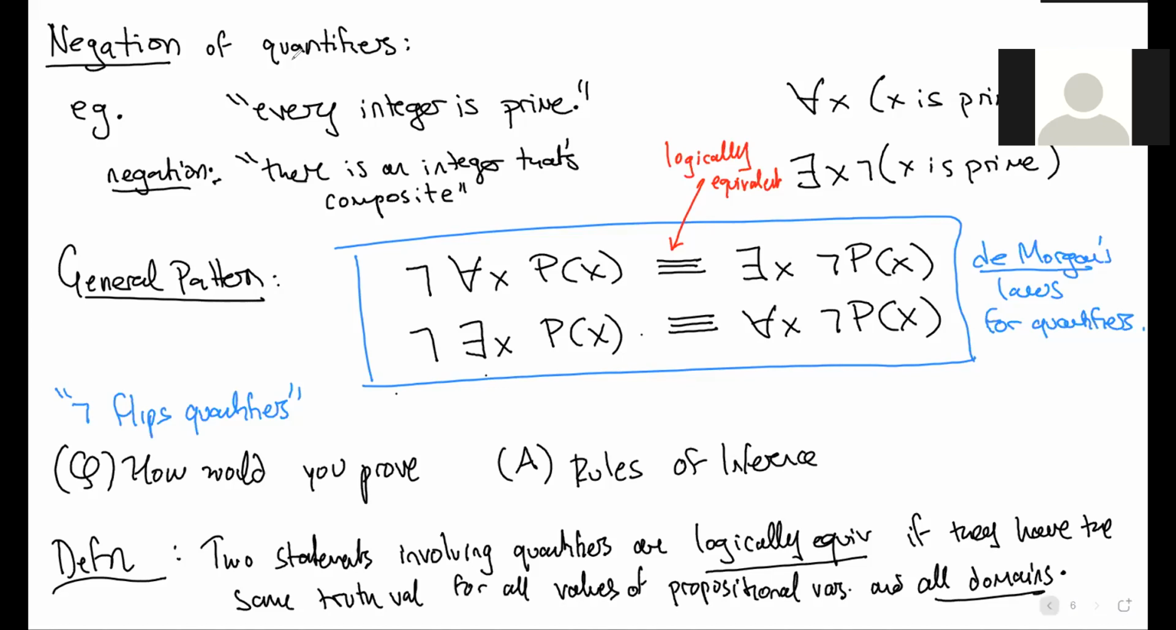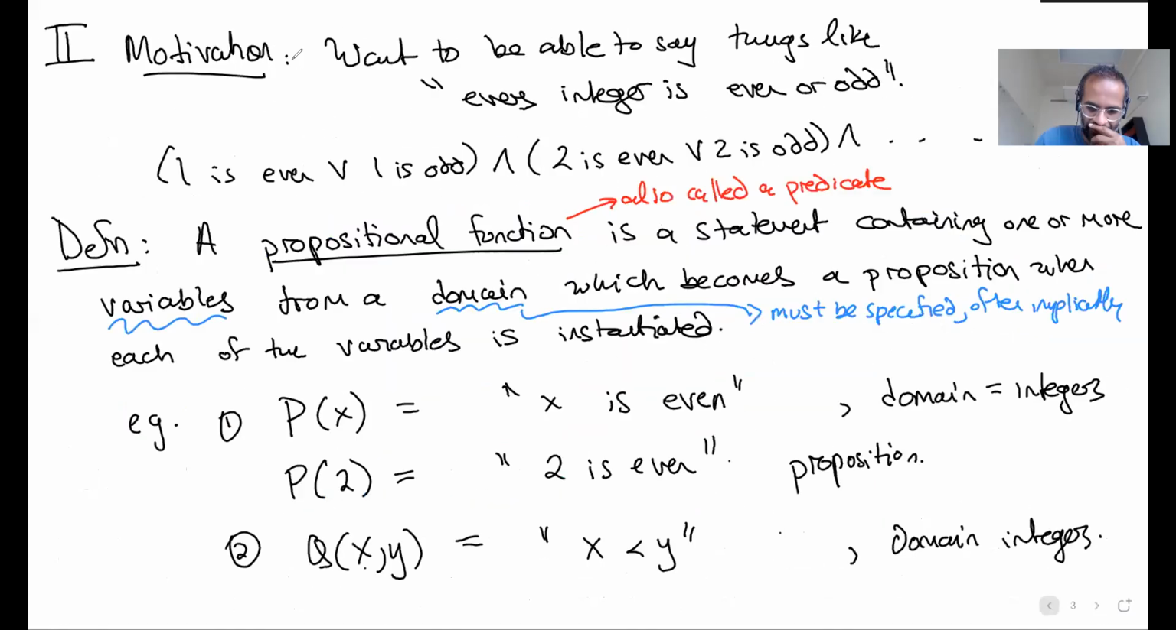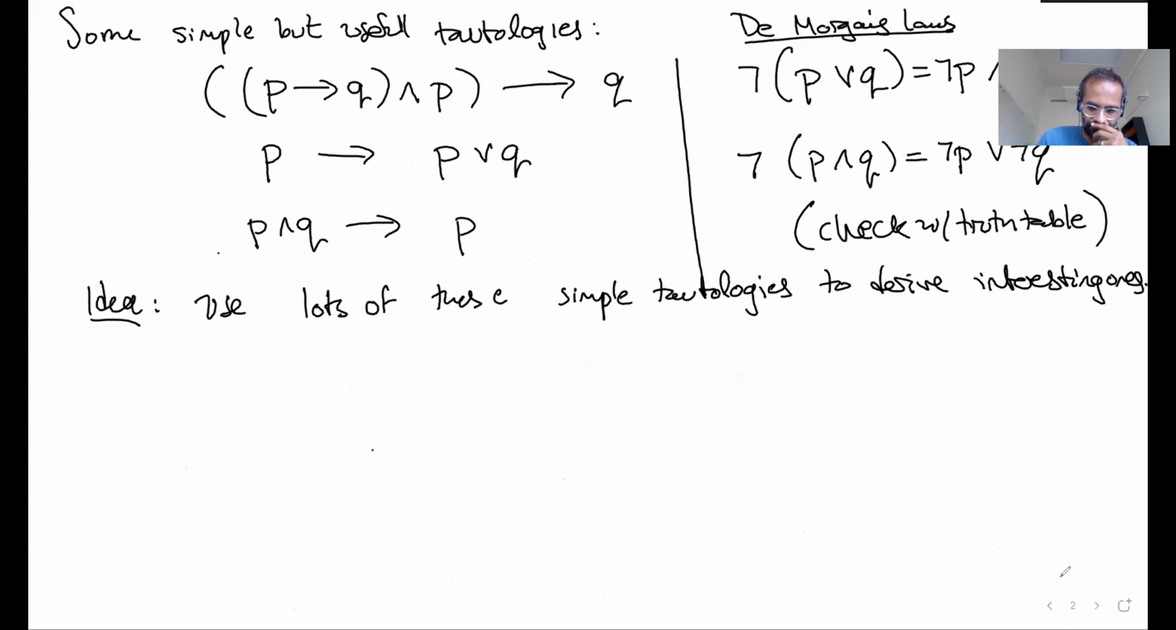Hey, Professor, can you just scroll quick to some simple but useful tautologies? I just didn't catch the De Morgan. Oh, sure, yeah. So simple but useful tautologies. De Morgan's laws are saying, well, the negation of P or Q is the negation of P and the negation of Q. Oh, thank you. I just needed the last one. Yeah. Okay.